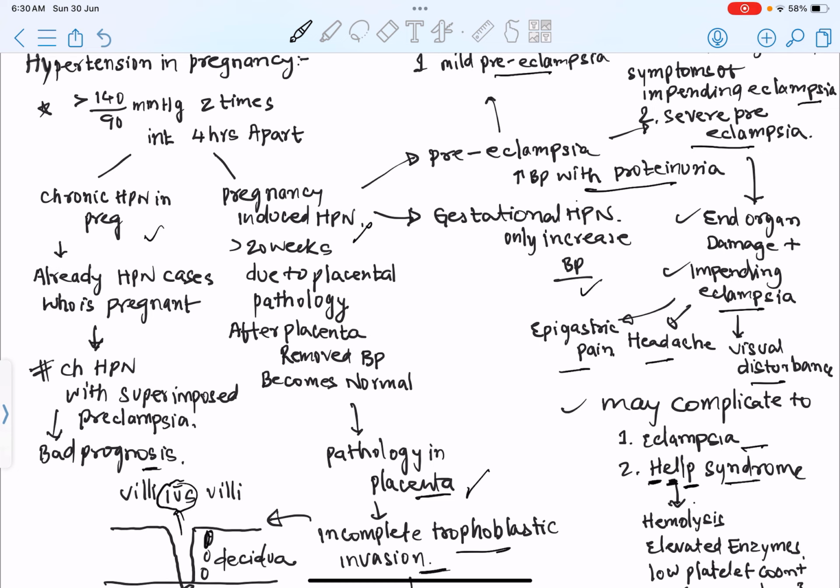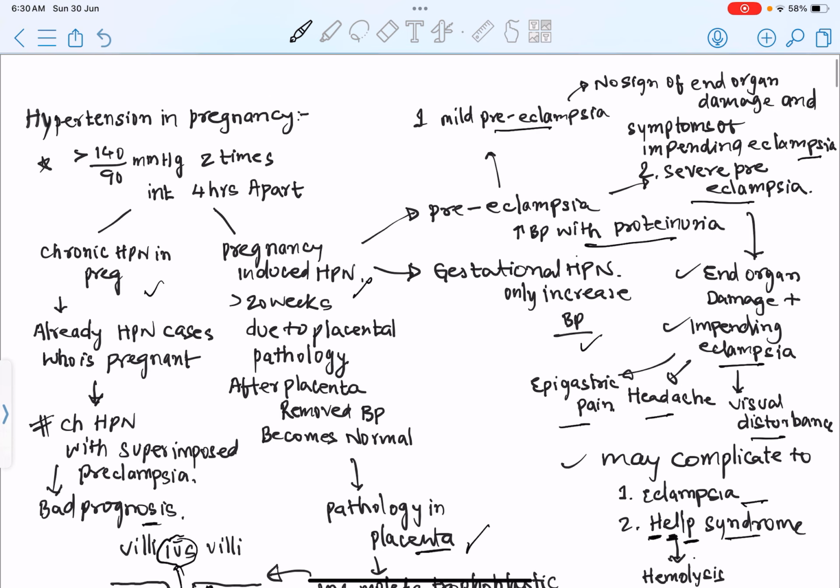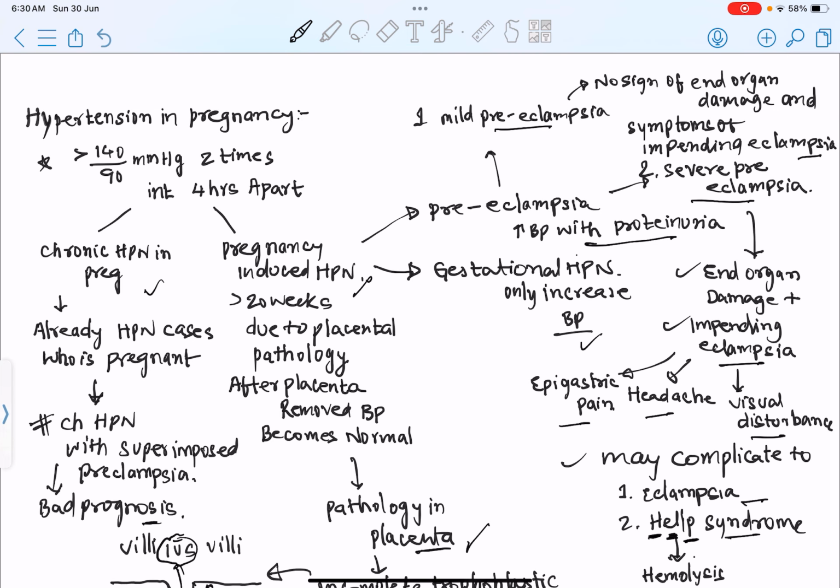So now coming to pregnancy induced hypertension. This comes because of placental pathology after 20 weeks of gestation. So now this pregnancy induced hypertension is divided into preeclampsia and gestational hypertension. So what is gestational hypertension? It is the only increase in BP. Then what is preeclampsia? It is increase in BP with proteinuria.